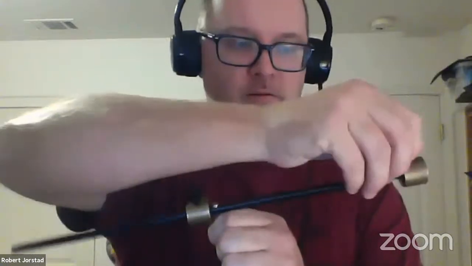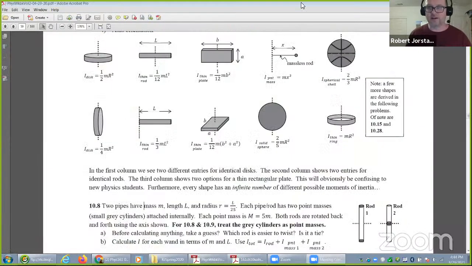Now, big is a relative term. These are not that big, but compared to this rod, they're big. That is what we were talking about. And we could talk about rotating it this way with the point masses far from the center versus right here. I could bring them close to the center like this. And so this is problem 10.8. Let's bring it back. Okay, so that's what I'm trying to show you here.